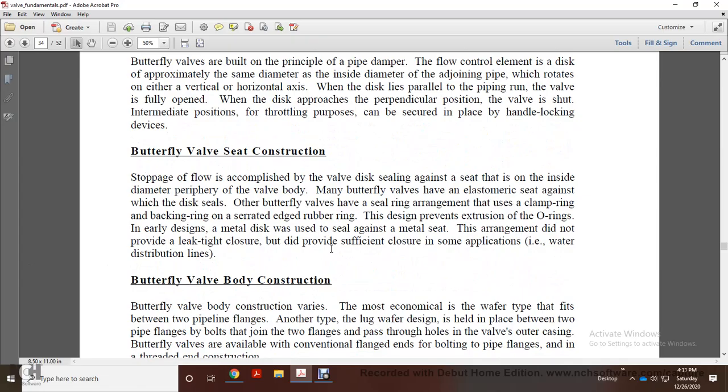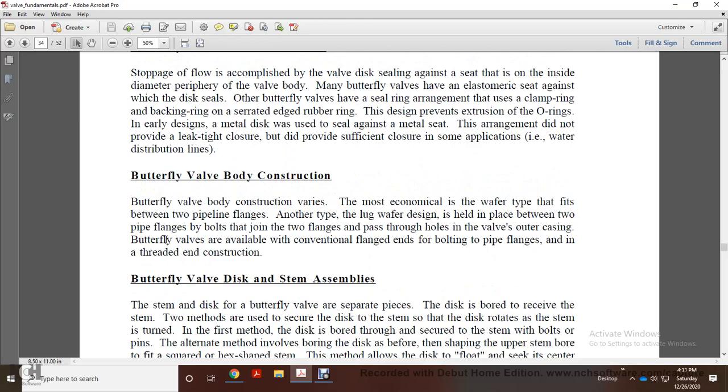Butterfly valve seat construction. Stoppage of the flow is accomplished with the valve disc seating against the seat on the inside diameter periphery of the valve body. Many butterfly valves have an elastomeric seat for the disc seal. Other butterfly valves have a sealing ring arrangement. They use a clamp ring and a back ring with a serrated-edge rubber ring, a design that prevents extrusion. With O-rings, an early design of metal disc was used to seat against a metal seat. The arrangement did not provide a leak-tight closure, but did provide sufficient closure for some applications, such as water distribution lines.